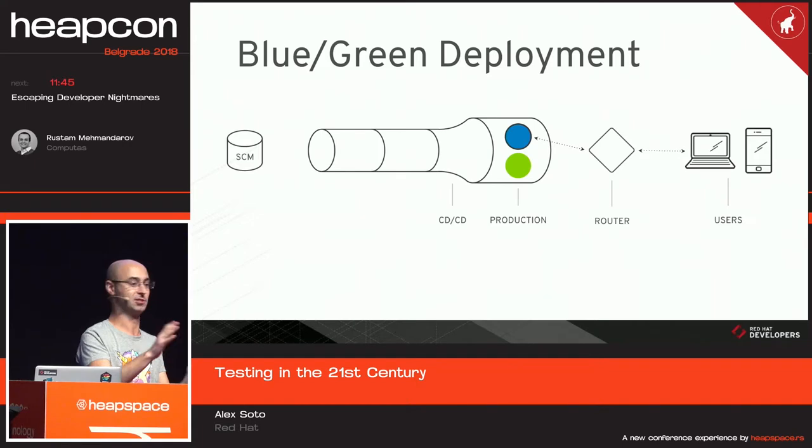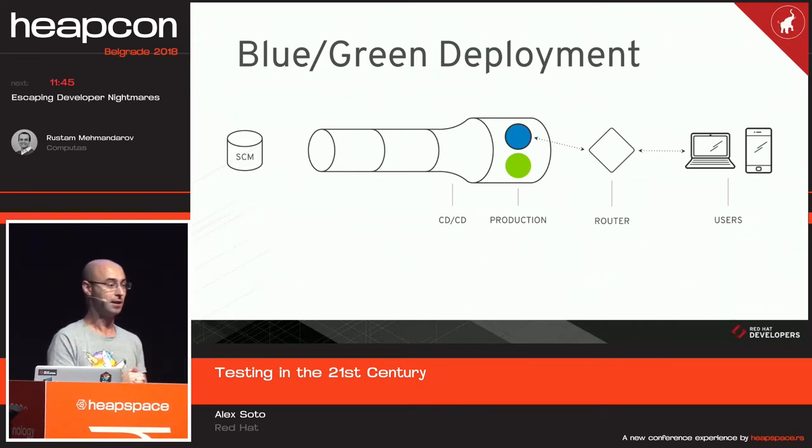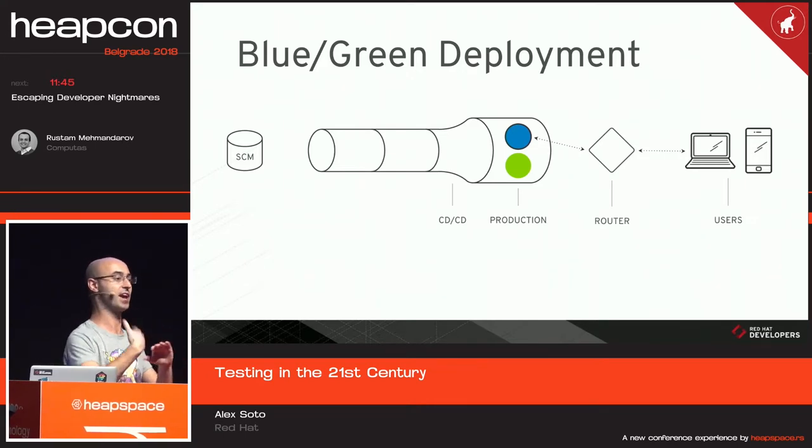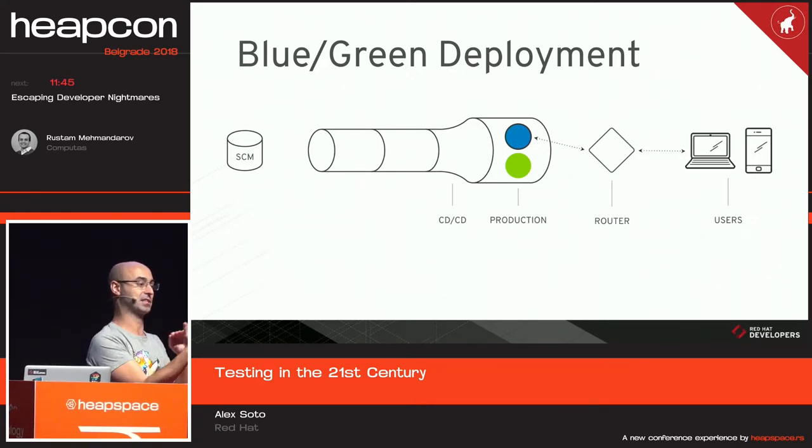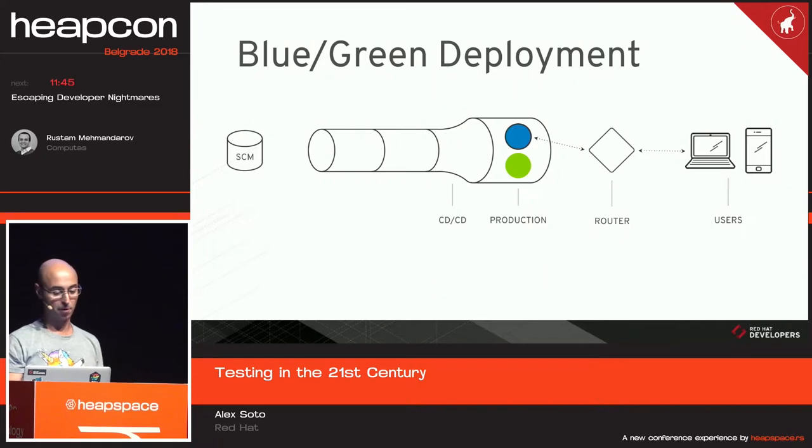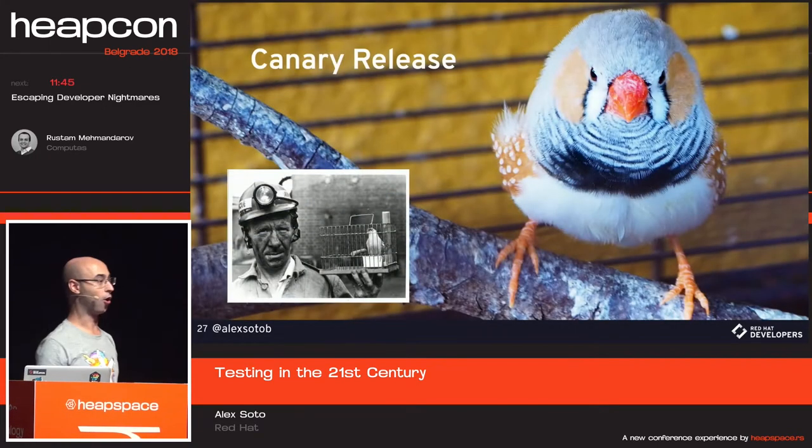It's really fast. It just takes 1 second. So as you can see, the one thing that you need to do is just have a monitoring system all the time checking if everything works as expected. And if it works as expected, you can leave it in green, and if not, you can go to blue. The problem with this is that it's all or nothing, right?